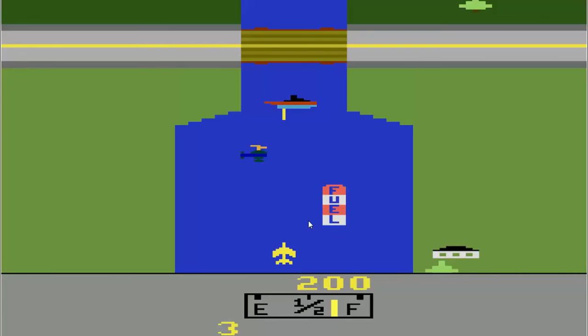So let's go back to River Raid, though, and talk about flying down that river. And every time we start up that game, the terrain comes at us, and it's the same terrain every time.